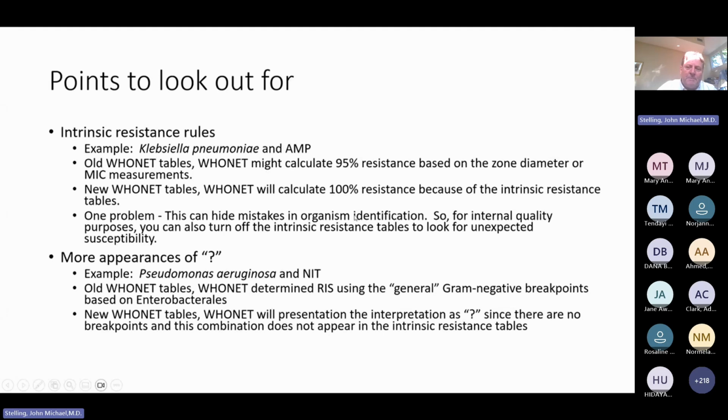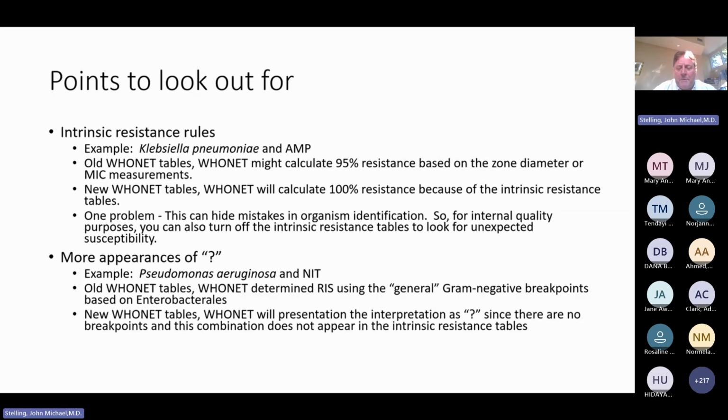So if you're doing the hospital antibiogram to give to clinicians, I would like to apply the intrinsic resistance rules. But if I want to do an internal quality check, I might want to turn off the intrinsic resistance rules just to make sure that there are not mistakes. The Klebsiella should be over 95% resistant, and other examples of intrinsic resistance. Intrinsic resistance is often not 100%, but it's close to 100%.